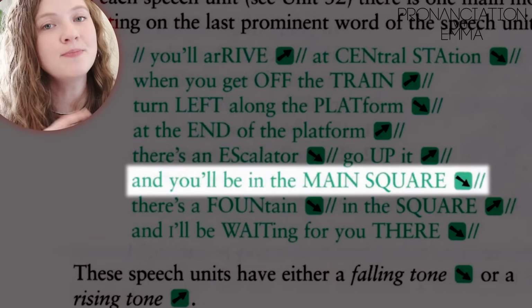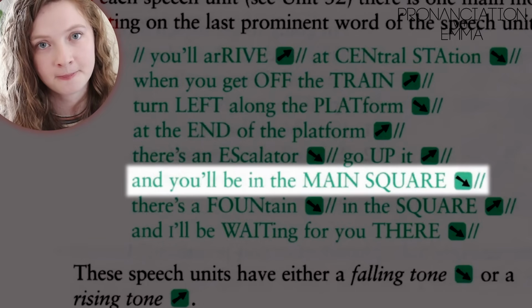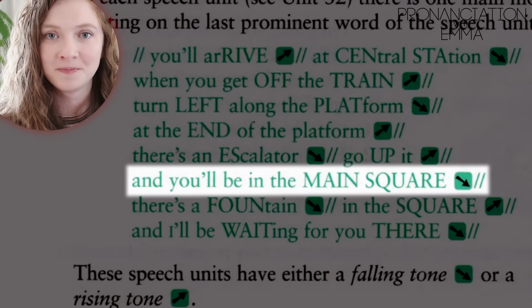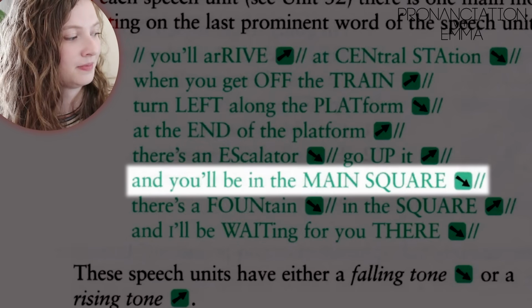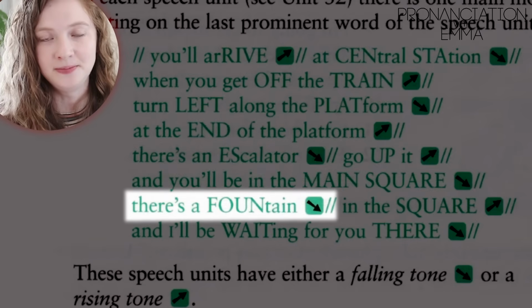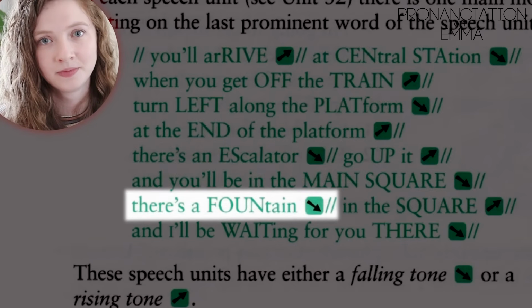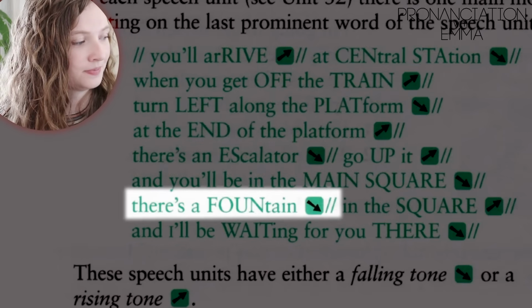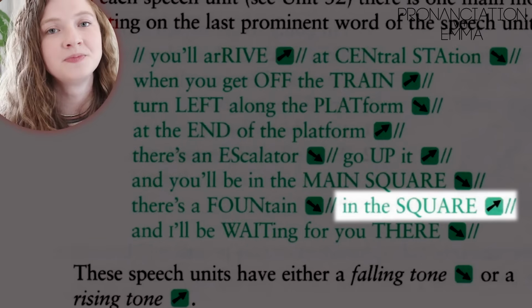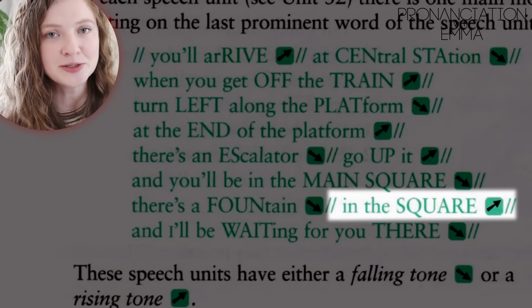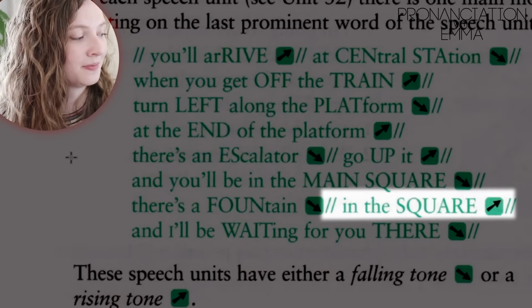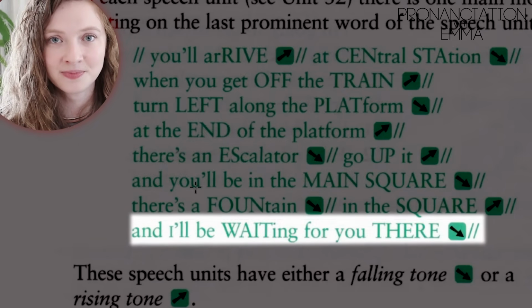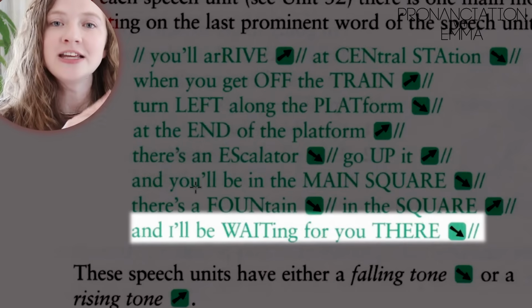And you'll be in the main square. There's a fountain. In the square. And I'll be waiting for you there.